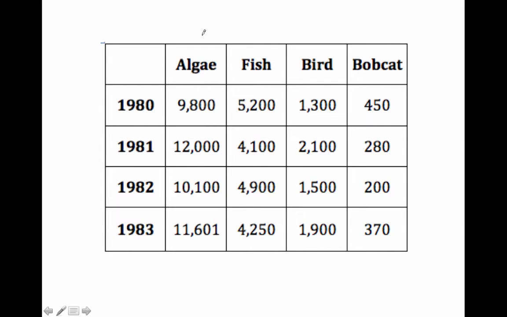If I've got algae, fish, bird, bobcat, I'm going to draw my food chain in, and you can draw these on your whiteboard if you want. Just for ease, let's say 1980 to 1981, and we're going to see what population changed between those. So from here to here, it looks like it went up.